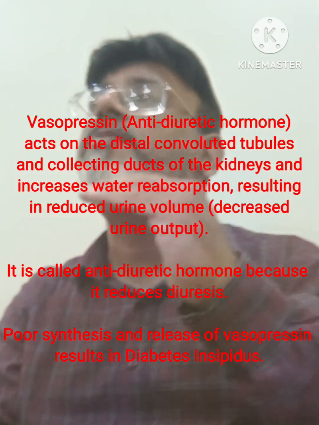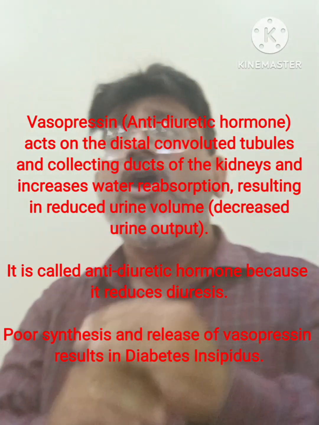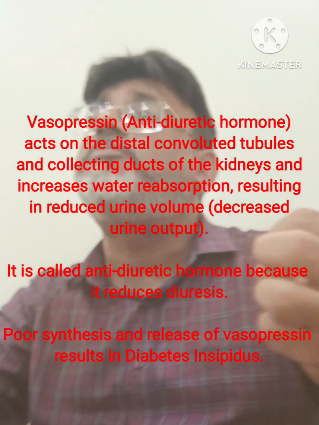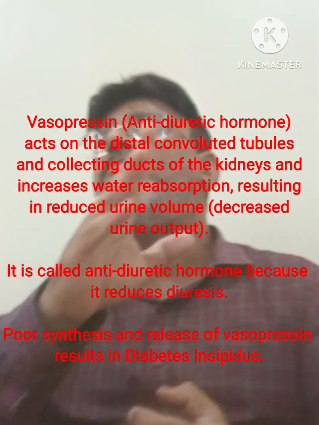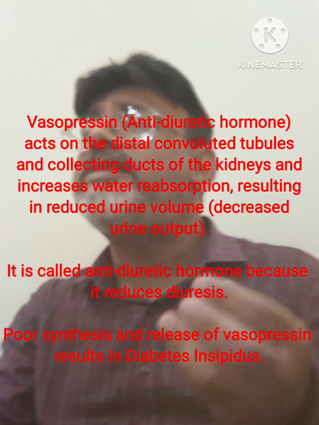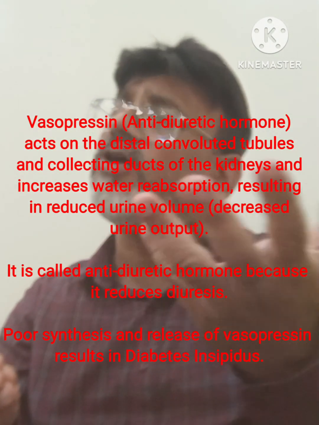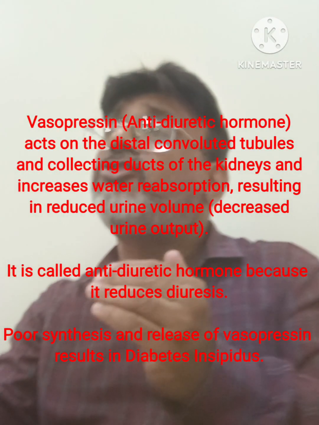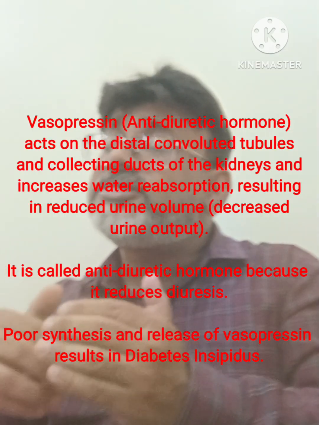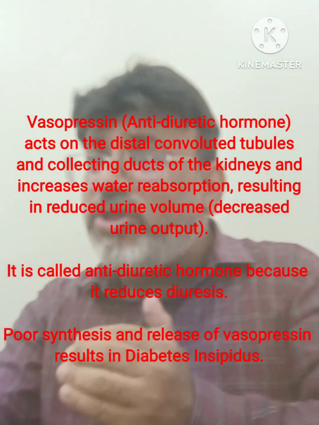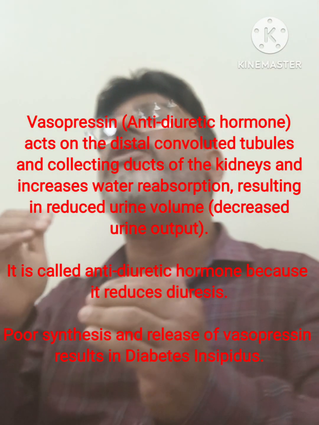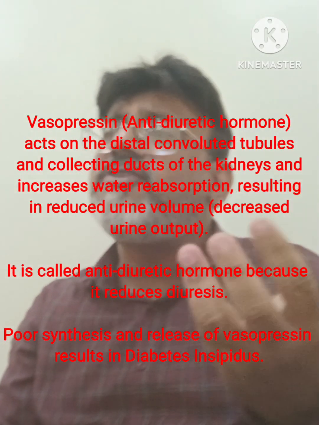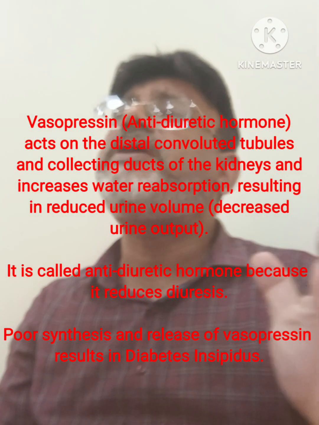So the neurohormone vasopressin, which is also known as antidiuretic hormone or ADH, acts on the kidney and increases water reabsorption, resulting in reduced urine volume. This neurohormone is also called antidiuretic hormone. Why? Because vasopressin reduces diuresis, that is loss of water through urine. So it is obvious that poor synthesis and release of vasopressin results in diabetes insipidus.